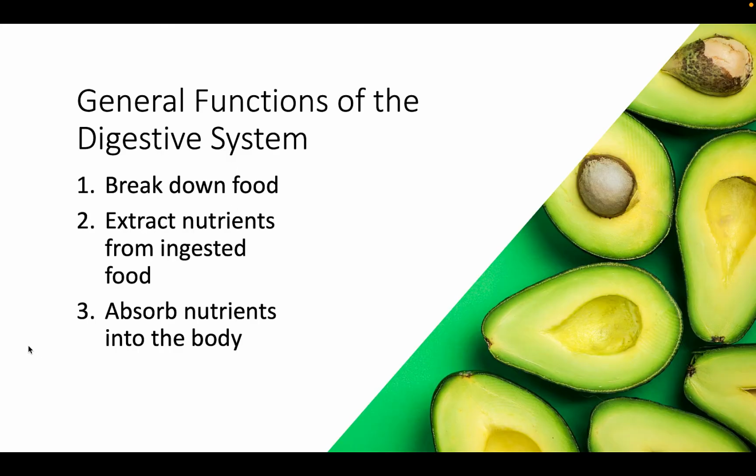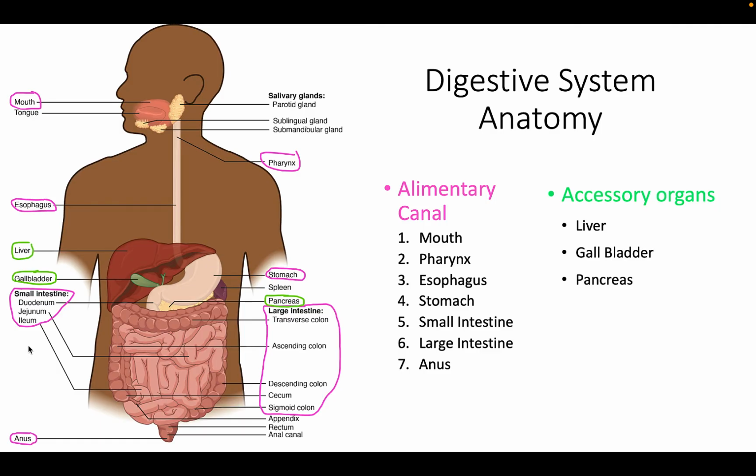A few general functions of the digestive system. Just as you might think, it begins with breaking down the food, and then we extract the nutrients from that food, and then we absorb those nutrients. So we gotta break it down, remove the nutrients, absorb the nutrients. Those are the general functions of the digestive system. This system is a collection of organs and regions that accomplish all the various functions of digestion, each region bringing different aspects to the system.